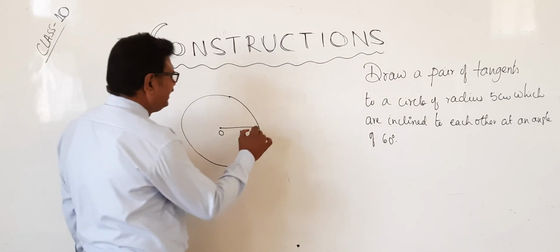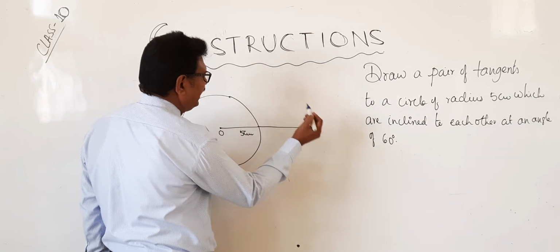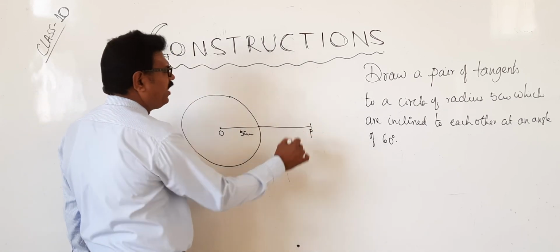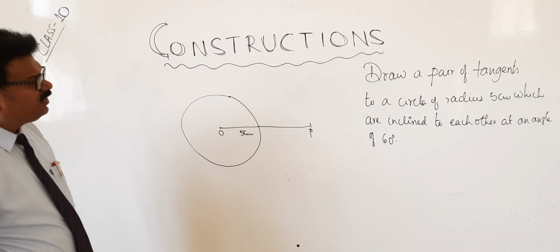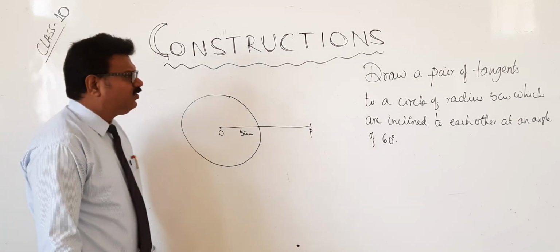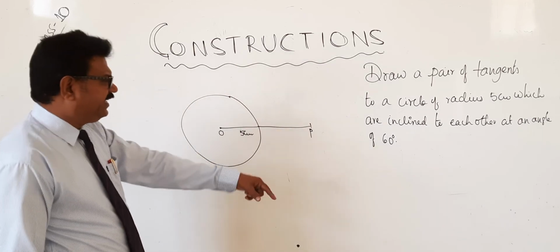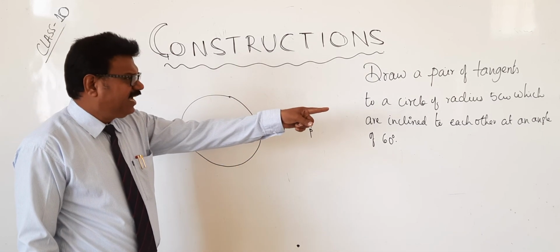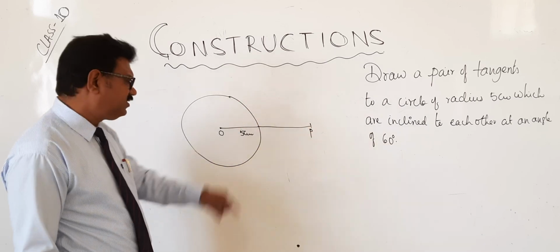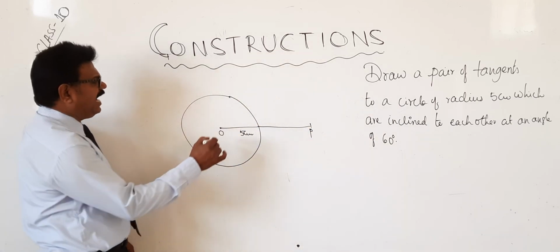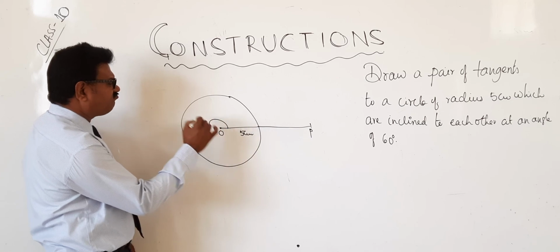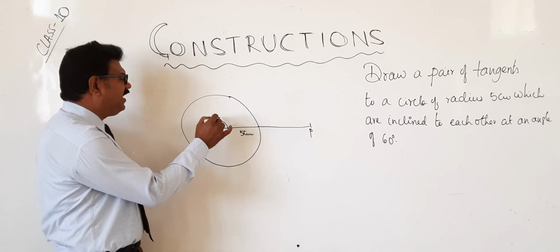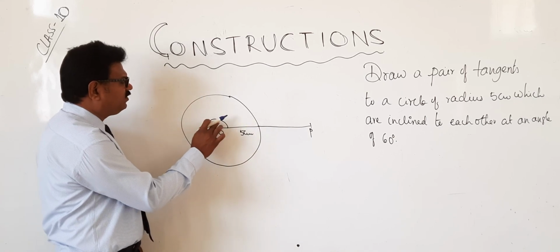Now, extend this point to anywhere. Nobody will ask this. For example, P is the point. Now, very simple. We should construct tangents, but these two tangents must be inclined at an angle of, yes. So what I will do, I will take a protractor here. Otherwise, draw an arc. Then divide this into 3 parts.